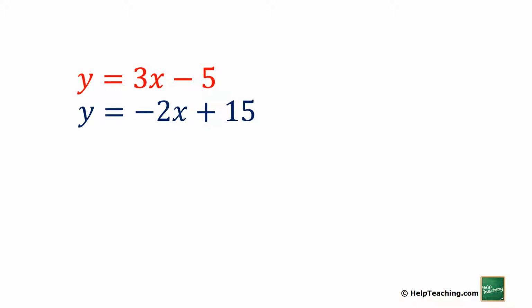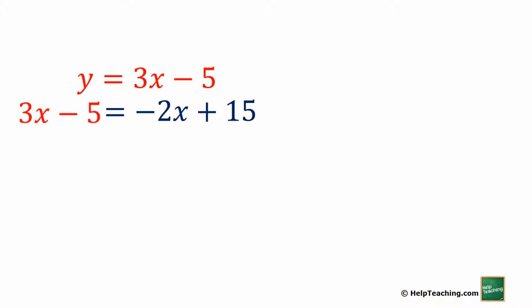y equals 3x minus 5 and y equals negative 2x plus 15. In this case, both equations are equal to y. This means both equations are equal to each other. That means that we can substitute the value of y in the second for the value of y in the first, and it looks like this.